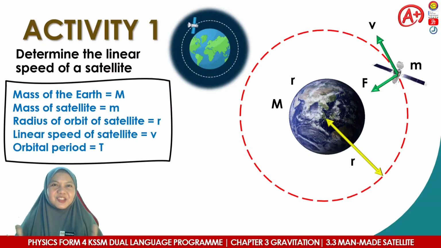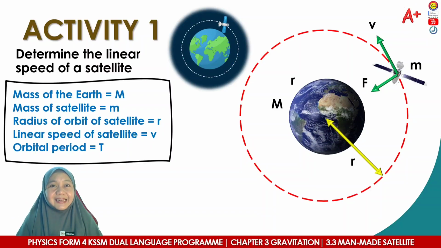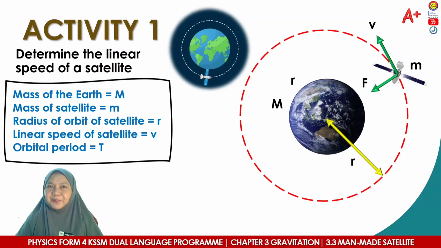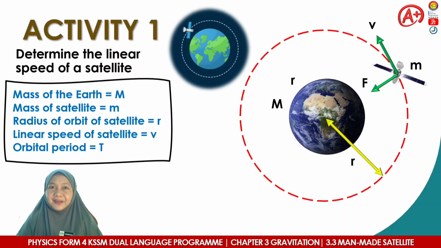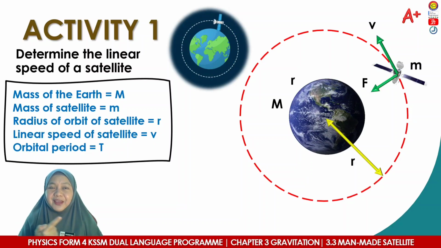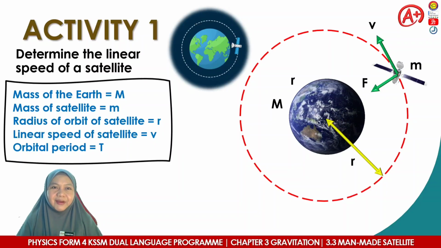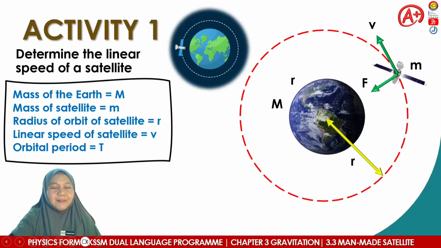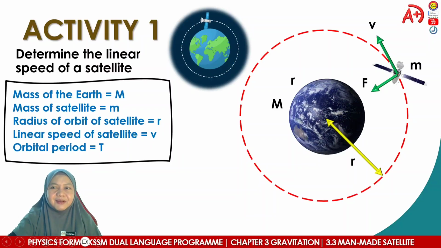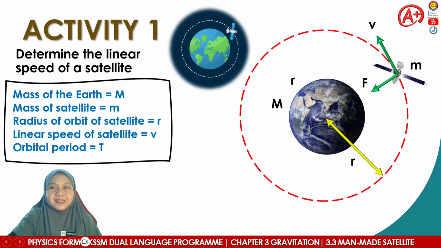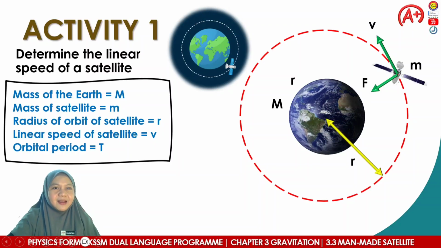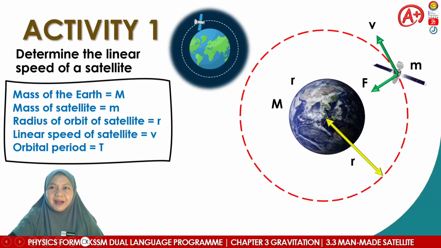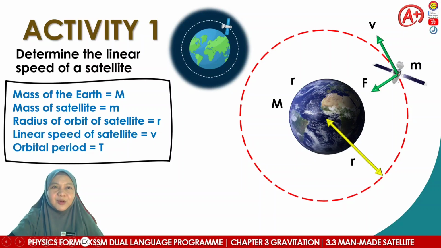Very good. So let us check on this first activity, which is to determine the linear speed of a satellite. Remember linear speed we've learned before? Very good. Linear speed is the speed of an object when moving in circular motion. And you are given all this information. The mass of Earth is labeled with capital M, and the mass of the satellite is given by small m. The radius of orbit of the satellite is R. Alright, and then the linear speed of the satellite is given by V, and its orbital period is given by capital T. So how are we going to relate all these quantities?